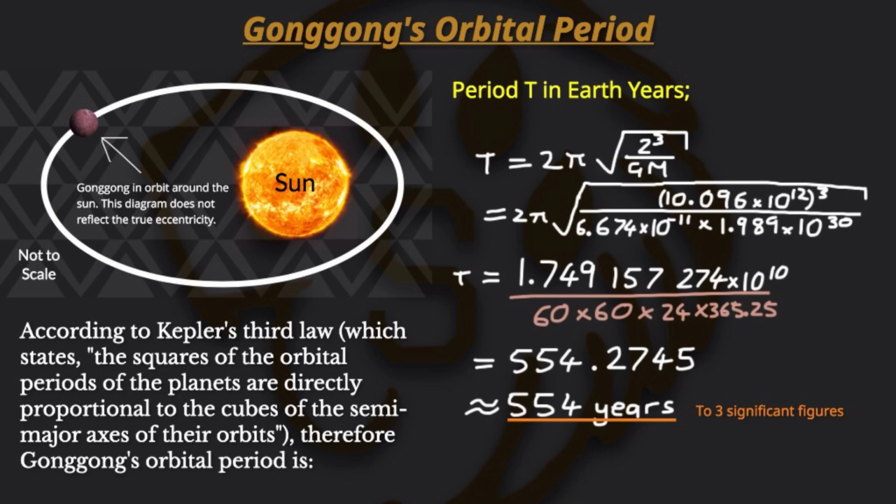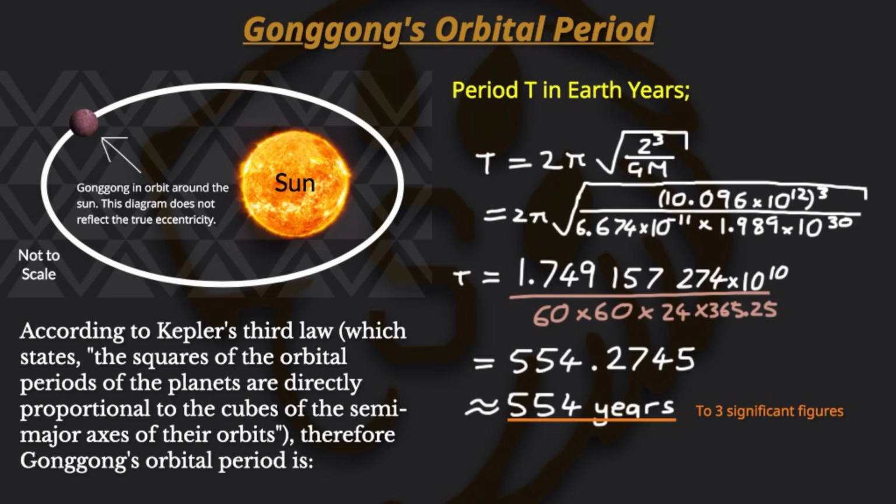So we plug in the values. Our semi-major axis, we have it there, 10.096 by 10 to the power 12. Then we cube that, and then we have our gravitational constant, we know the value, and the mass of the sun, we know the value, which will be in kgs. Remember, we're using standard units. So that square rooted, and then we multiply with the 2 pi, and then we get 1.749157.274 by 10 to the power of 10.